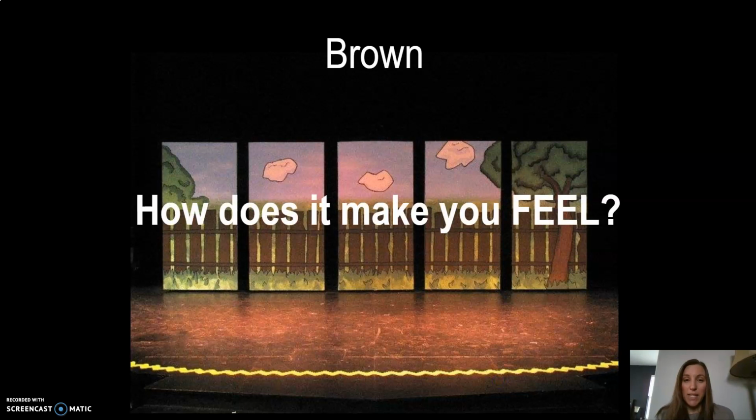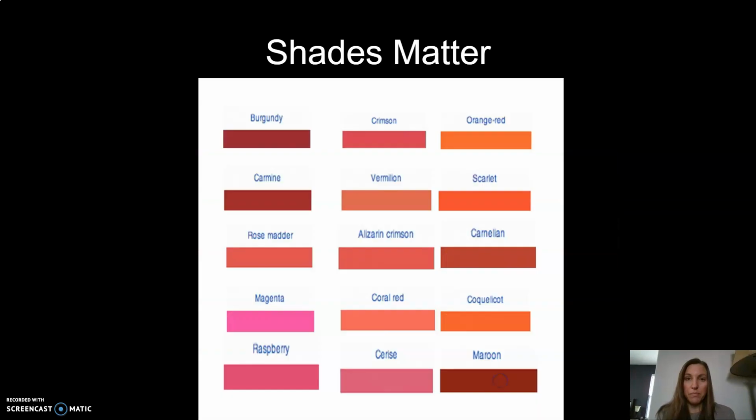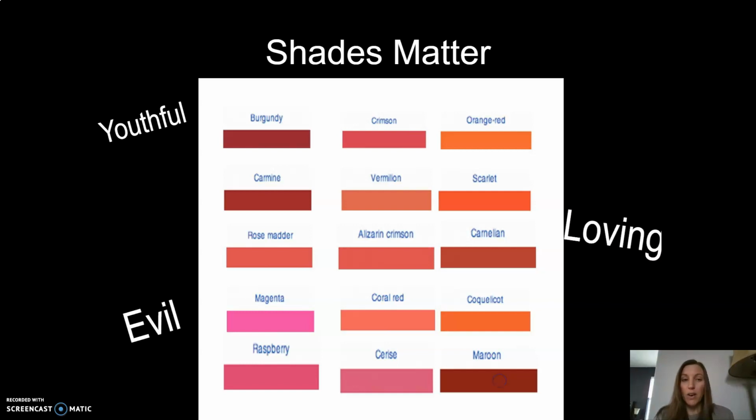This one here is pretty basic. I feel natural. I feel one with the environment. So this one might make me feel natural. Don't forget that shades will matter. Different color reds might make me feel youthful, might make me feel loving, or might even make me feel evil. So when you go to pick a color, think really specifically about shades, and you can go ahead and Google some ideas of different shades of red, different shades of green, different shades of blue to really help you pinpoint the exact color you're looking for in your set design.